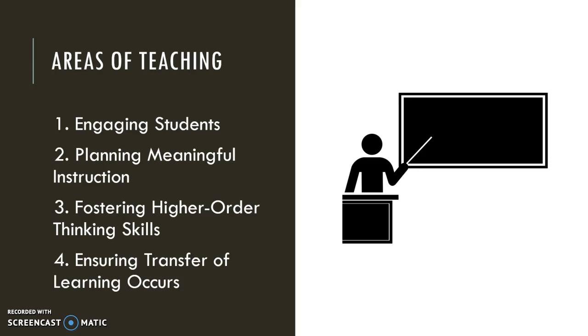I chose for this week's assignment 4 areas of teaching that I believe the strategy would improve. Engaging students, planning meaningful instruction, fostering higher order thinking skills, and ensuring transfer of learning occurs are all important concerns for teachers that would improve through the implementation of this strategy. Problem-based learning keeps students engaged by allowing them to work together to solve real-life problems. Problem-based learning activities will improve planning as well.